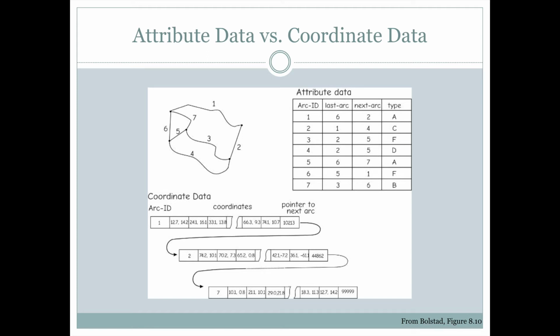With GIS, we have to store both attribute data and coordinate data, but the coordinate data is typically not visible to us unless we do some other steps. In this example here, we can see some lines that are building into polygons here, and we have the associated attribute table.